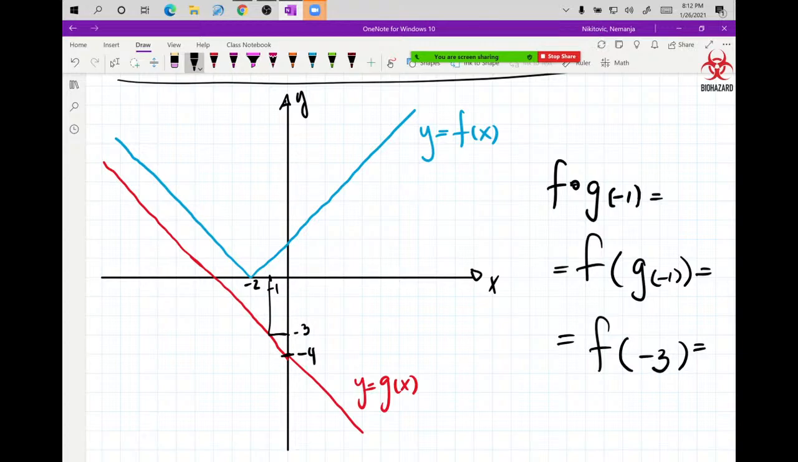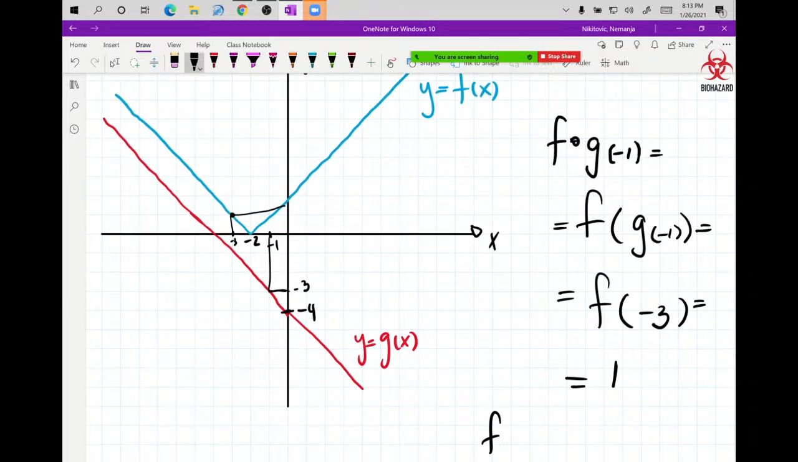And now you answer your question by figuring out how much is f of negative 3, which is right there. So that's 1. Hey, the answer is f composed of g at negative 1 is 1. And if you plug in 1 into your MyMathLab homework, it is going to say fantastic. So you chase these values on the graph.